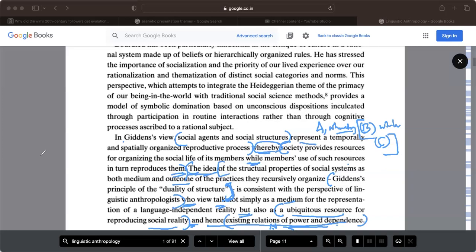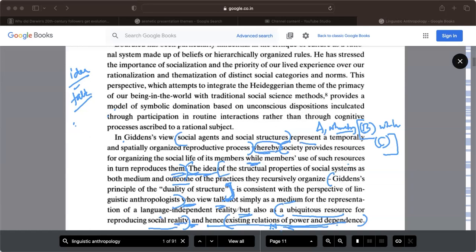So the idea, think of it this way. So there is an idea, okay? This idea, what is this idea representing? Of the structural properties of social systems as both medium and outcome. That idea is consistent with what linguistic anthropologists think, okay? So the basic idea is that our social life is the medium, our social life is also the outcome. Linguistic anthropologists also agree with that idea. They view talk as the medium as well as the outcome, as the medium for the representation of reality, and also the resource that reproduces that reality, and also the resource that reproduces existing relations of power and dependence. So reality is nothing but relations of power and dependence, right? So these two are equated again.